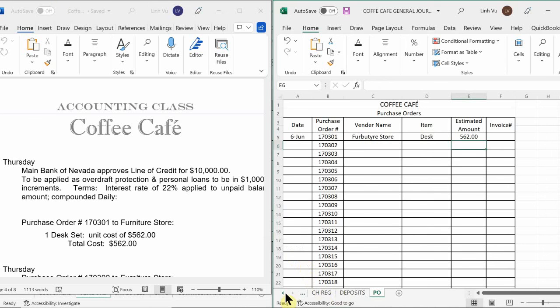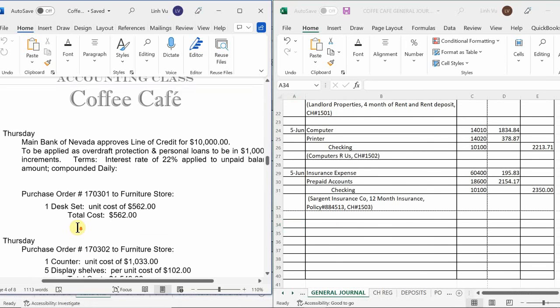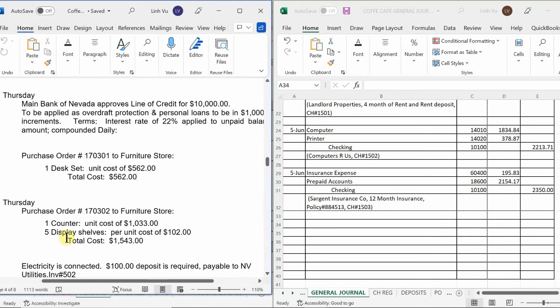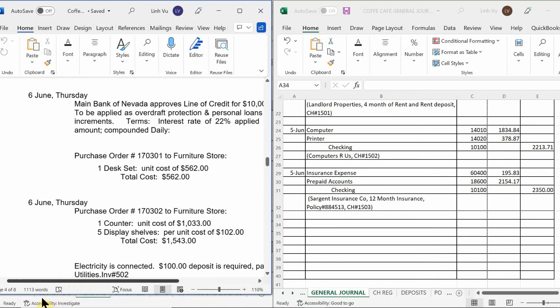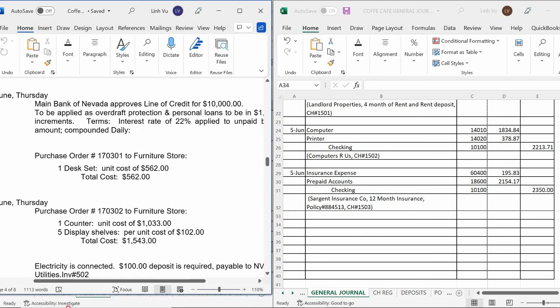Okay, no journal transaction necessary, because once again, it's a non-posting transaction. No physical money was actually exchanged. Okay, all right. So then let's take a look here. On the same day, June 6th, we end up making a second purchase order, okay?